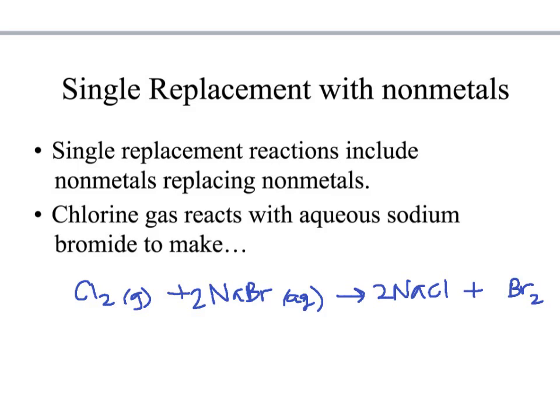So single replacement can happen with a metal replacing a metal, or a nonmetal replacing a nonmetal. A metal can never replace a nonmetal or vice versa. But you do need to make sure you use your activity series to determine whether that reaction will actually occur. All right, so now go and do the mini lab and the extra practice.